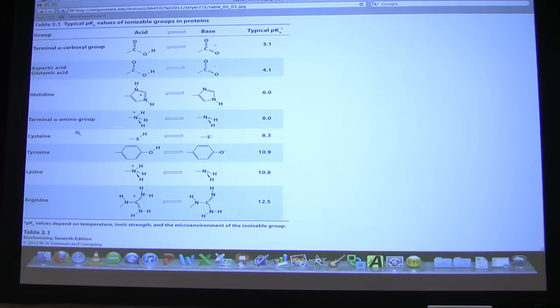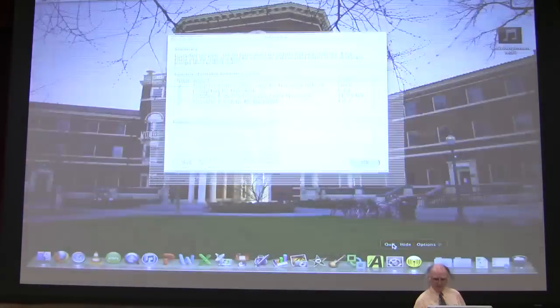One that's of interest is cysteine. I'll talk a lot about cysteine this term. Cysteine ionizes reasonably readily, 8.3. There's that stupid bouncing thing.